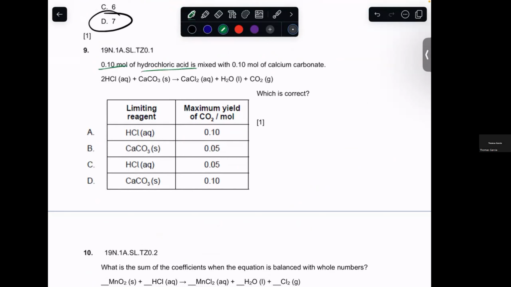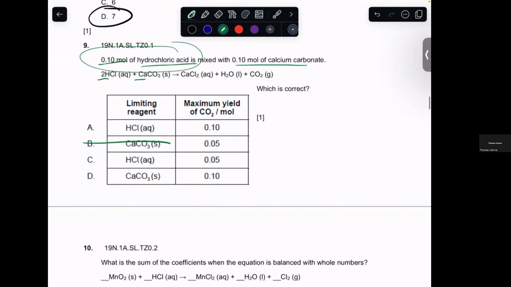0.1 mole of hydrochloric acid is mixed with 0.1 mole of calcium carbonate. Well, I have a 2-to-1 ratio, which means, once again, hydrochloric acid is my limiting, because we always need 2 times the amount for this to work. Cannot be B, cannot be D. And how much CO2 will I make? Well, we know that for 0.10 mole HCl, for every 2 mole HCl, again, using the mole ratio, I make 1 mole CO2. So we're just going to divide by 2. And once again, we're going to get C.